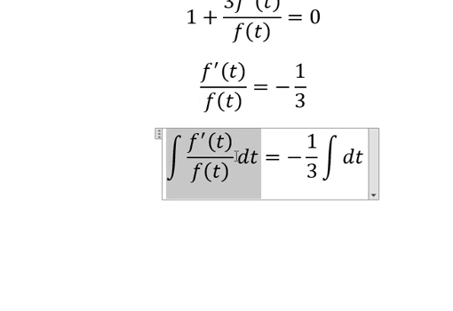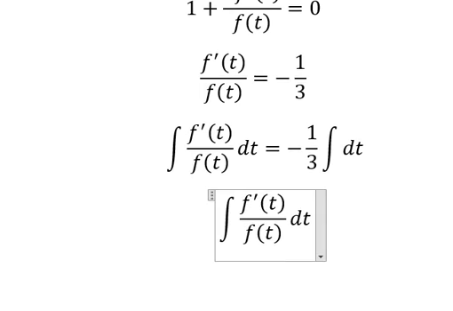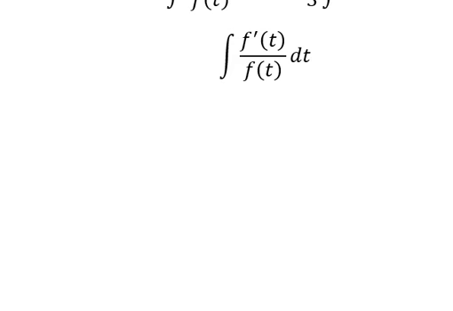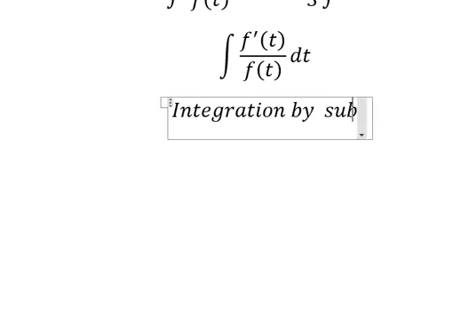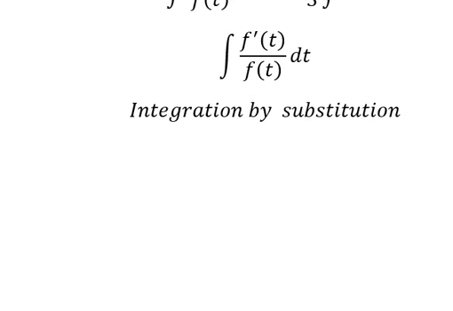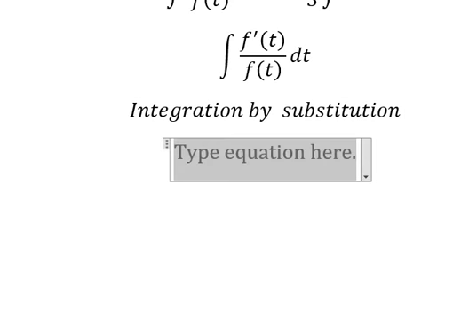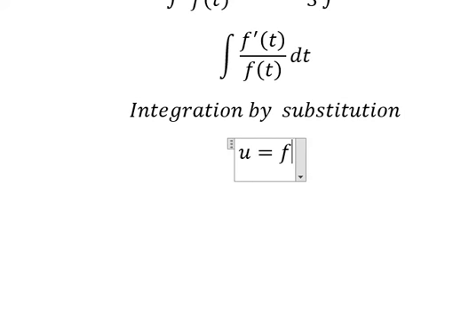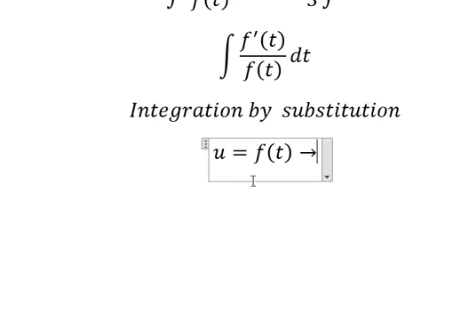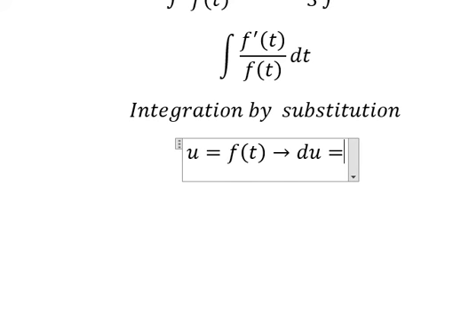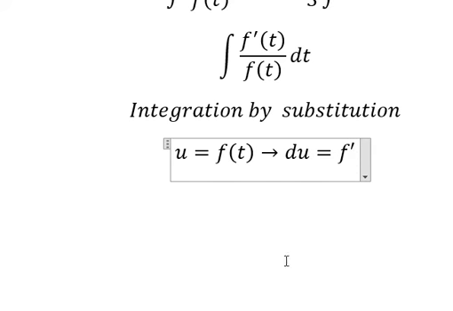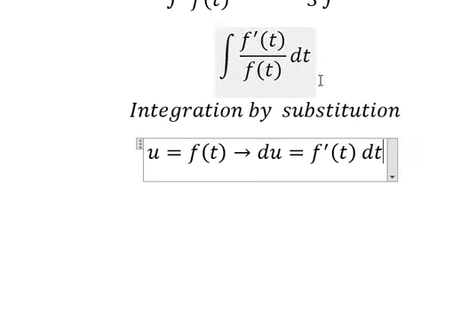Now, I will concentrate on this one. So, we can use integration by substitution. So, I will put u equals f of t. Later, we take the first derivative on both sides, and we have f of t with first derivative.